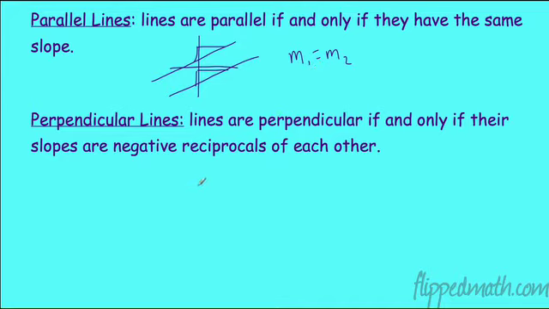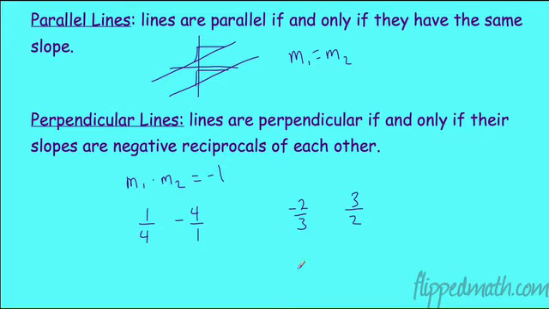Perpendicular lines. Lines are perpendicular if and only if their slopes are negative reciprocals of each other. That means I can take the slope of the first, multiply it by the slope of the second, and it gets -1. A negative reciprocal looks like this. 1 over 4, the reciprocal, I flip it, 4 over 1. If 1 over 4 is positive, then this has to be negative. Those are negative reciprocals. If, say, I had -2/3, the negative reciprocal of -2/3 would be, flip it, 3/2, and negative would become a positive. So that's perpendicular.